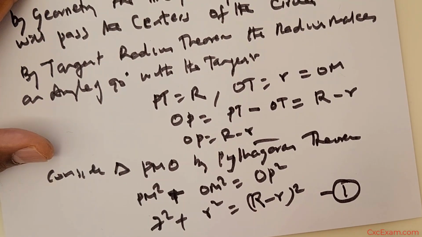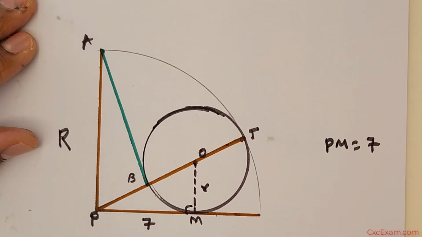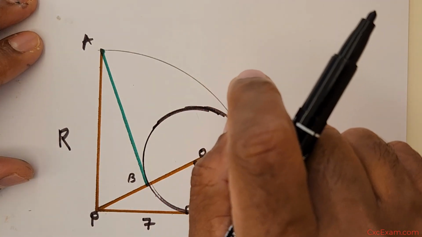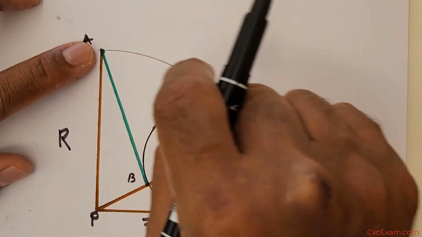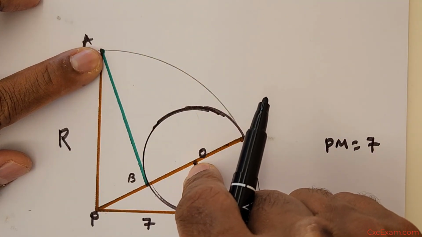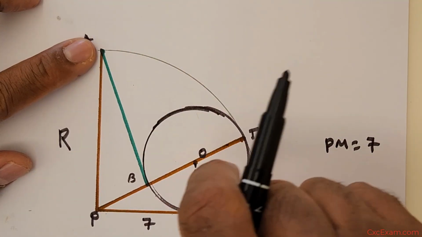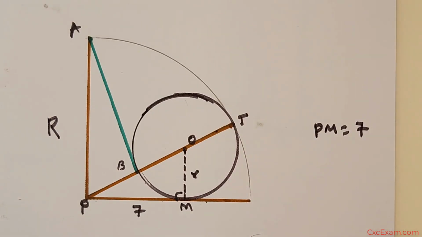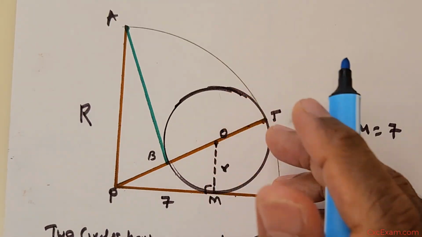Okay, fair enough. So now, having got this, what I'm going to do is I'm going to connect A with O. Let me do the connection. Connect A with O.